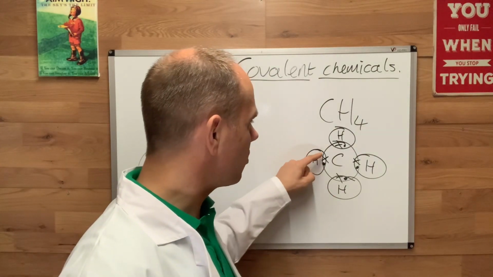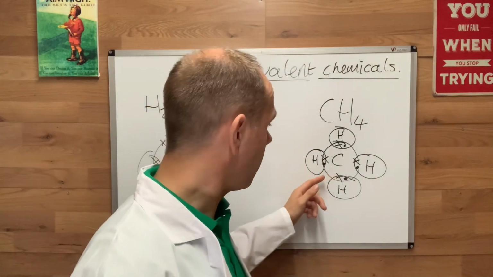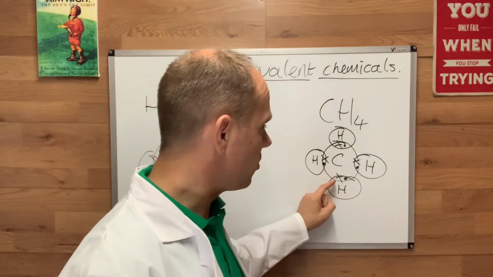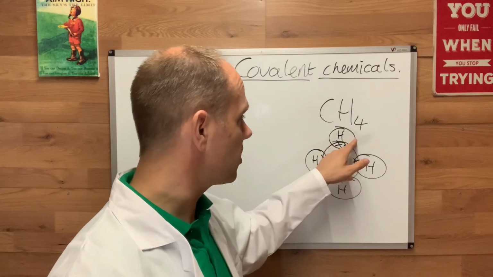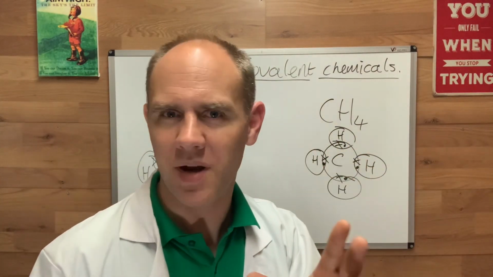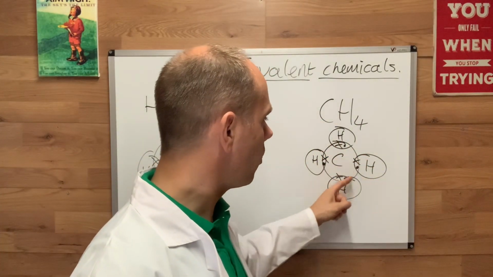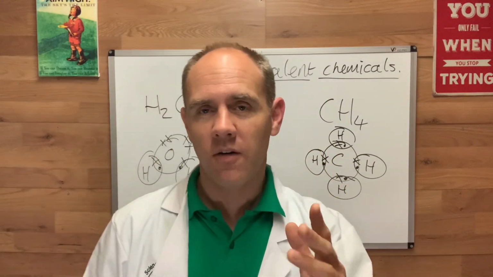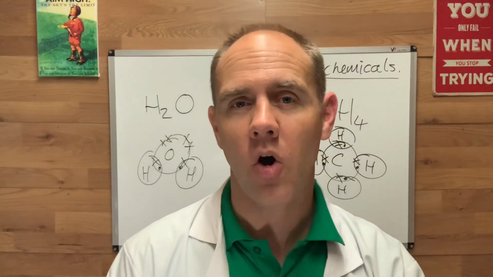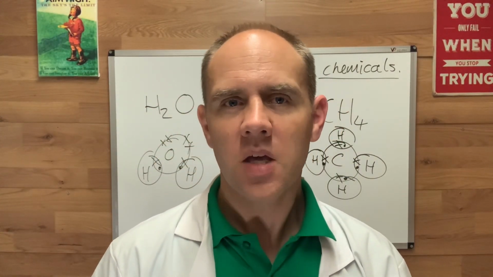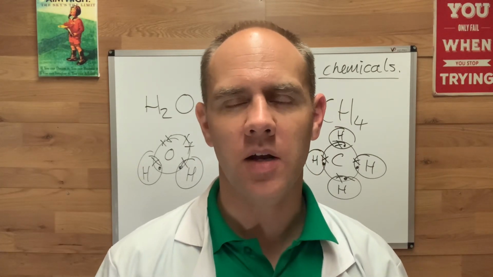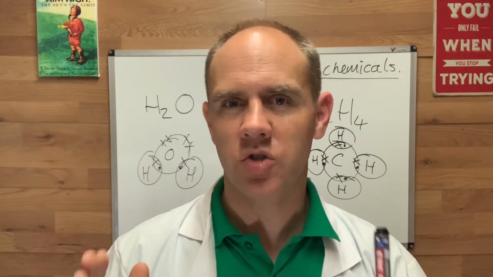So this hydrogen has 1, 2, it's full and stable. This hydrogen has 2, it's full and stable. So does this, so does this, that's fine. But if we look at the carbon atom, we've got 2, 4, 6, 8. It has a full 8 in its outer shell, and therefore it is stable. This is how you do covalent bonding using dot and cross diagrams.